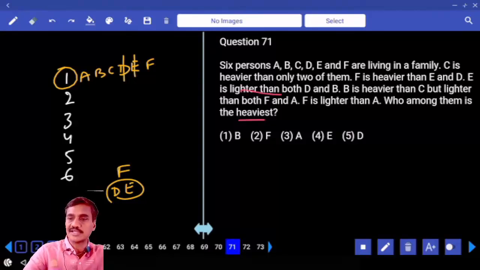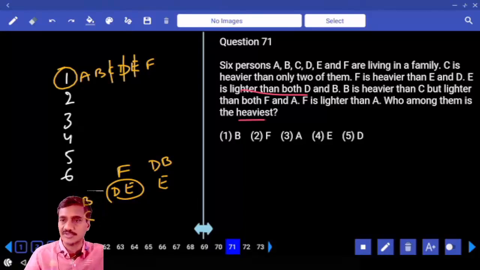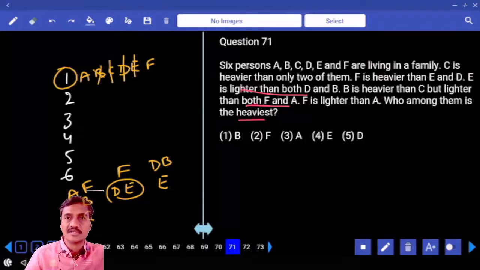And next one, E is lighter than both D and B. Now this E is lighter than D as well as B. And next one, B is heavier than C, and C cannot be the heaviest because C is below this person. And next one, B is heavier than C but lighter than A and F. B is lighter than these 2 persons, A and F. That means this B cannot be the heaviest as well.